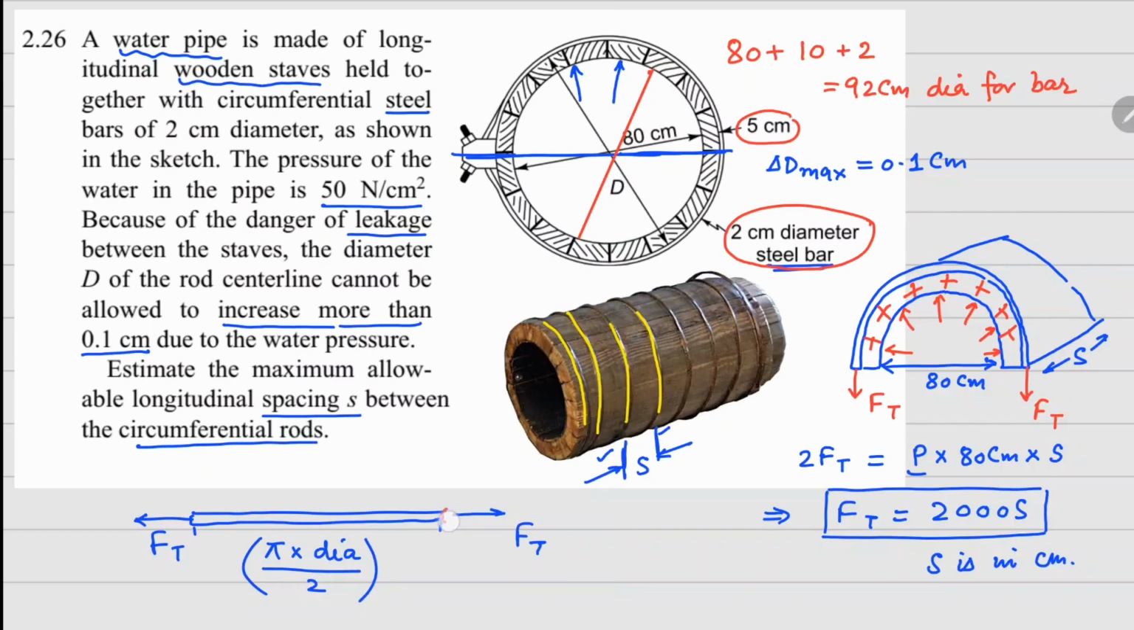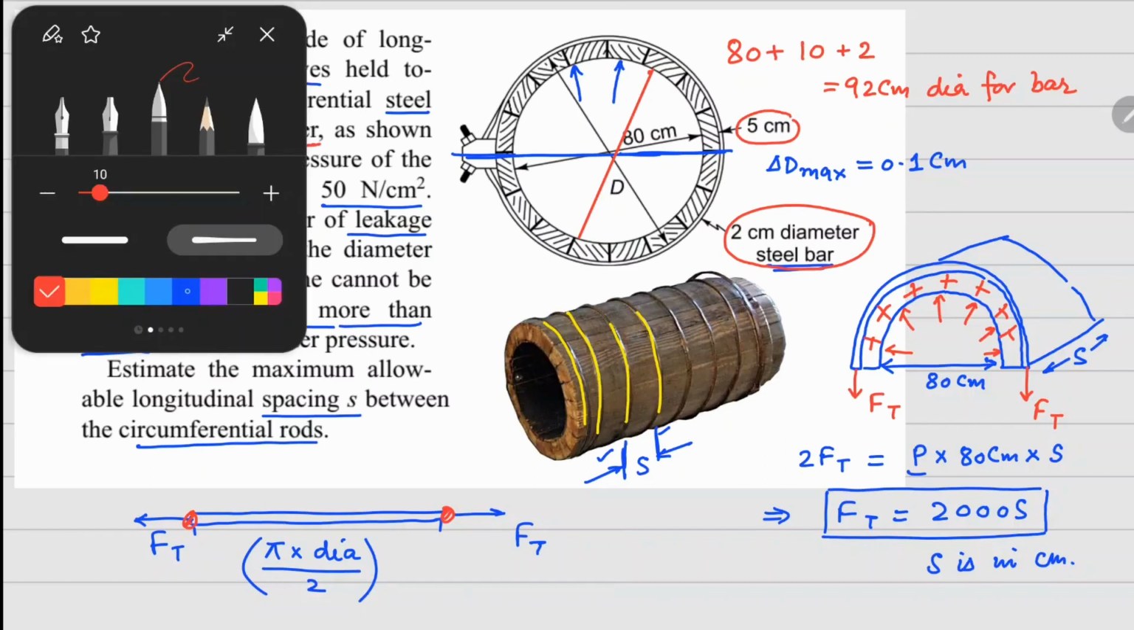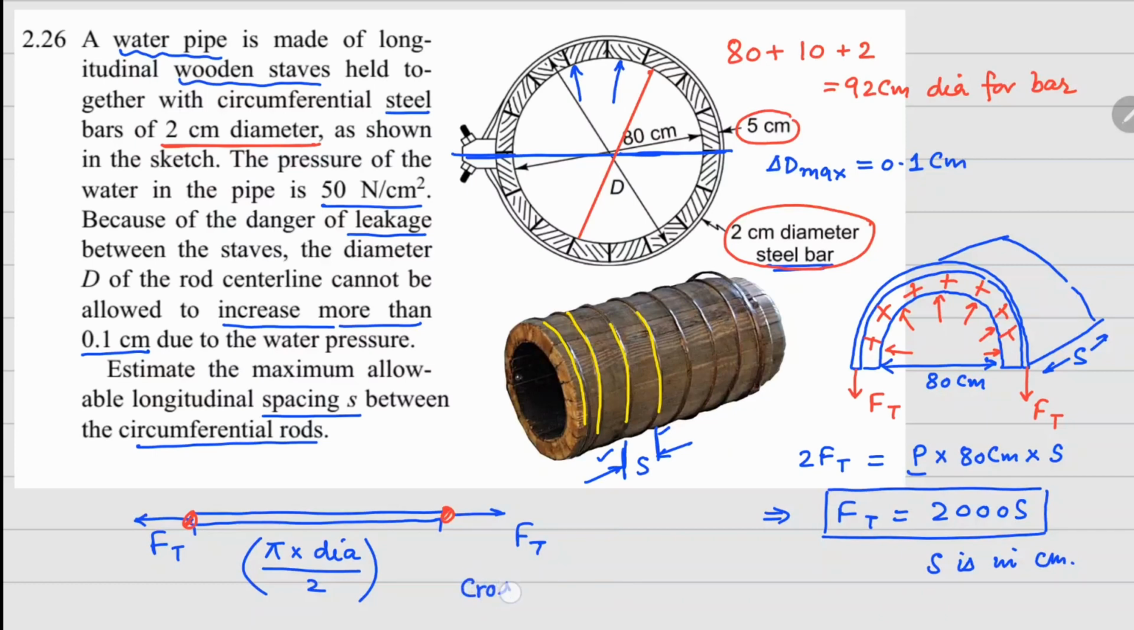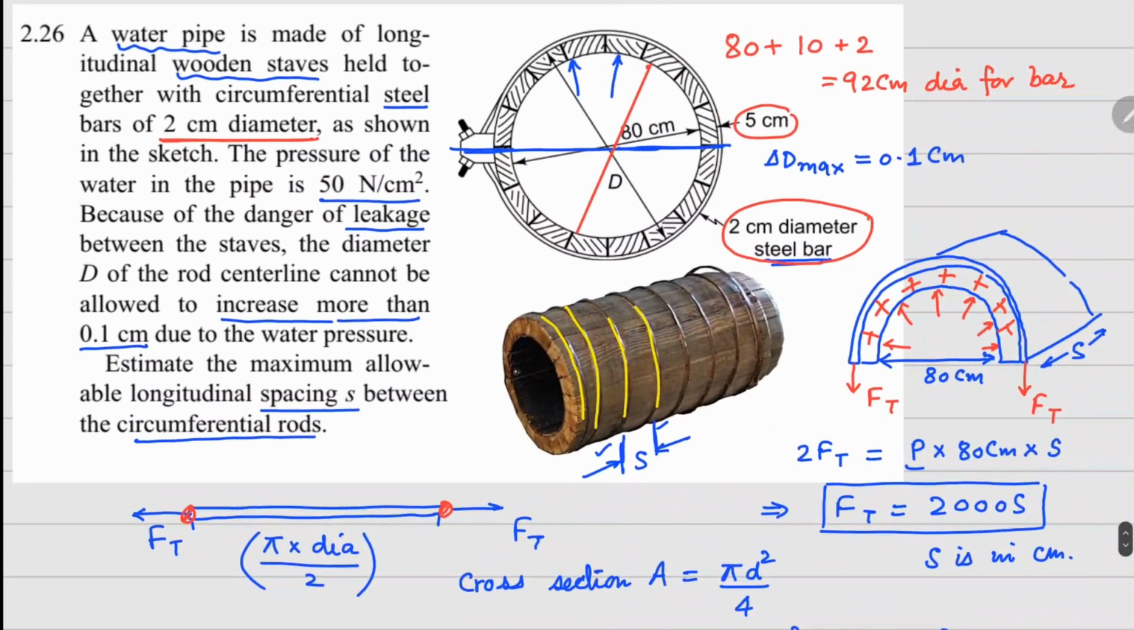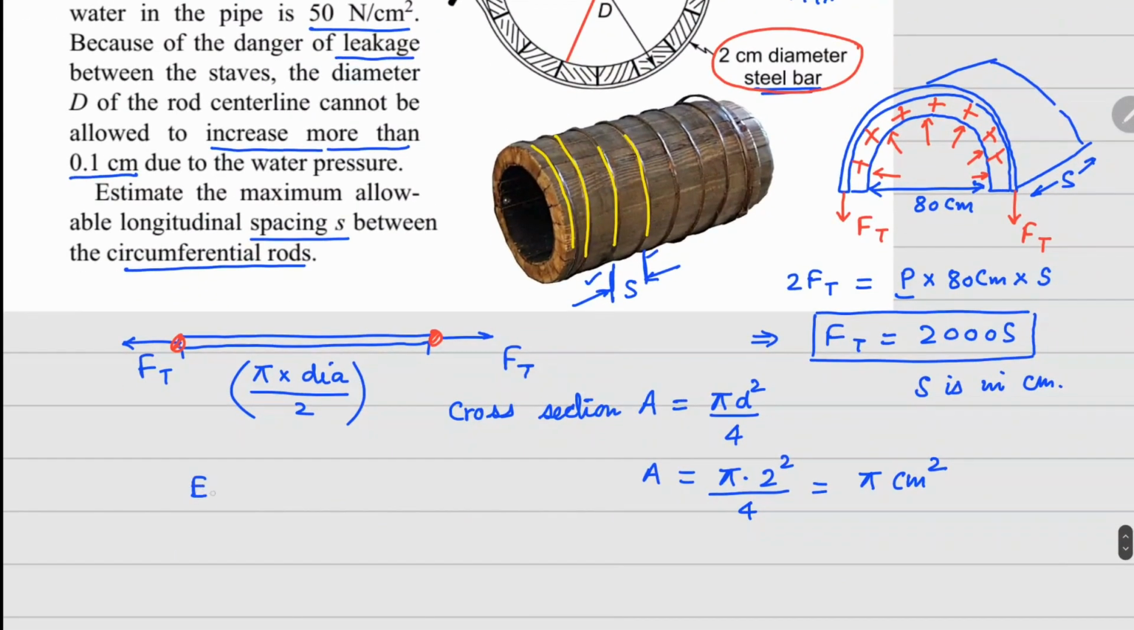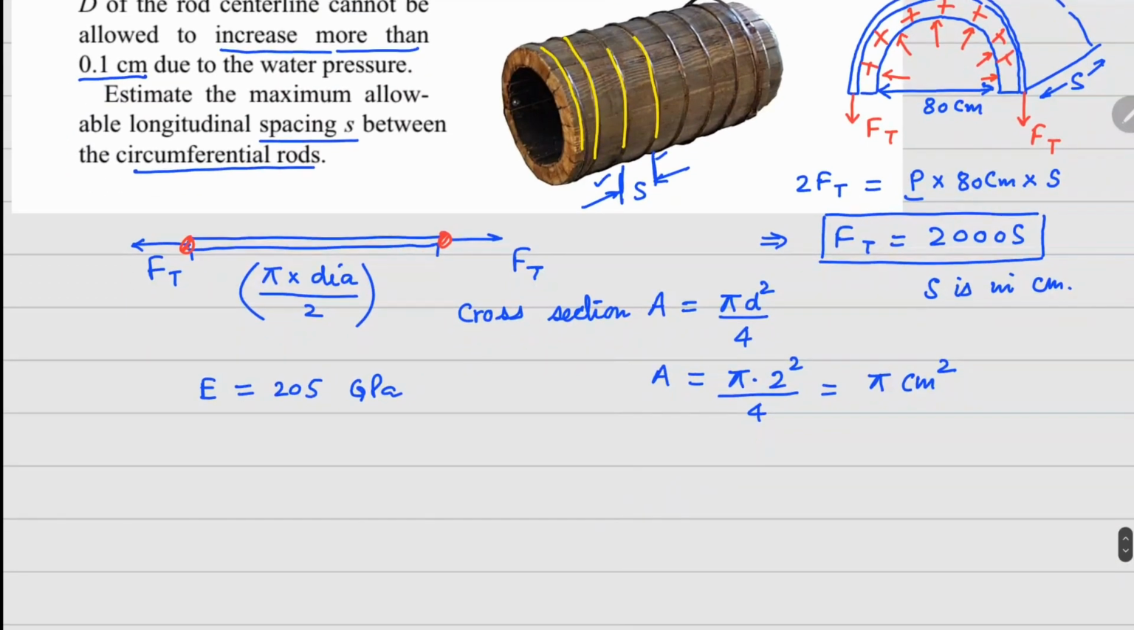This is the length, and if I look at the cross section here from the side, your cross section is defined by this 2 centimeter diameter. So cross section A in this case is going to be pi d square over 4, where your d is 2 centimeters, divided by 4. So this is basically pi centimeter square. Now since it is made of steel, we are going to take the elastic modulus as 205 gigapascals.